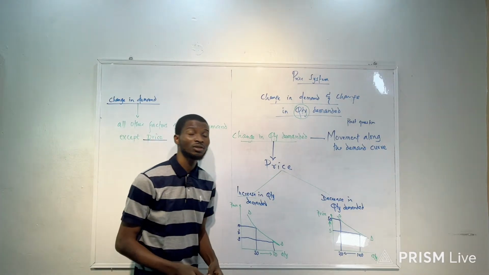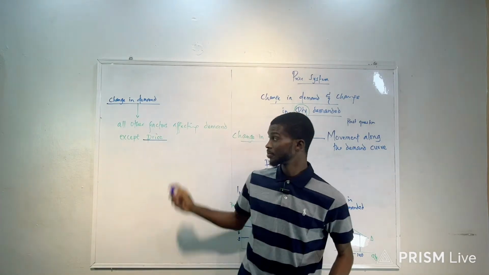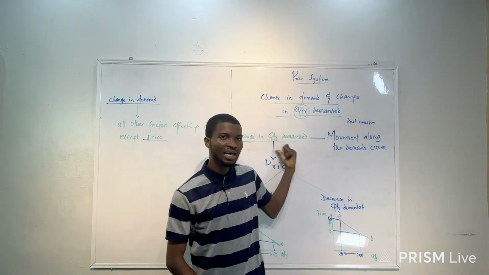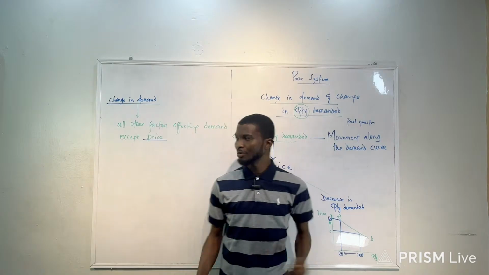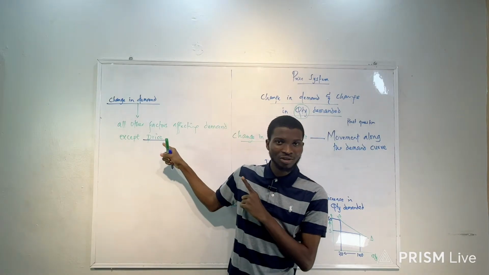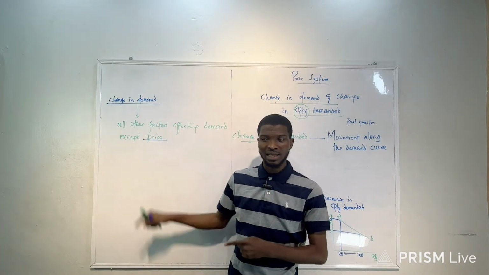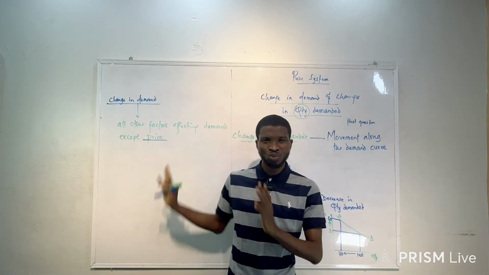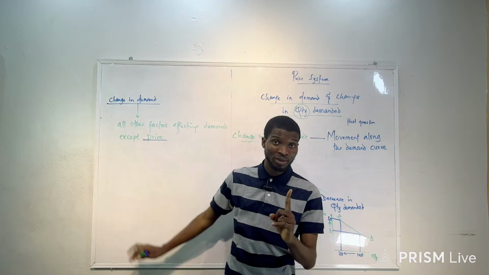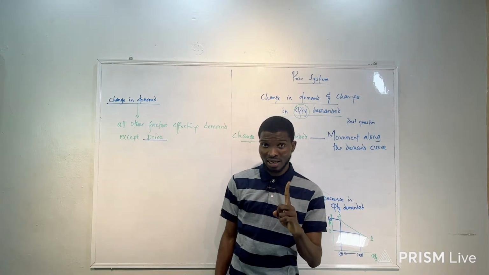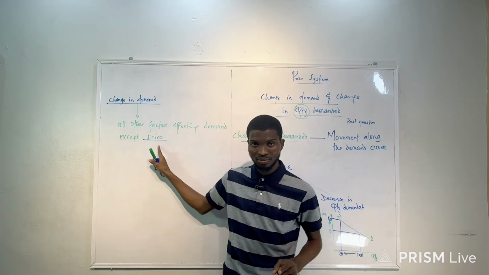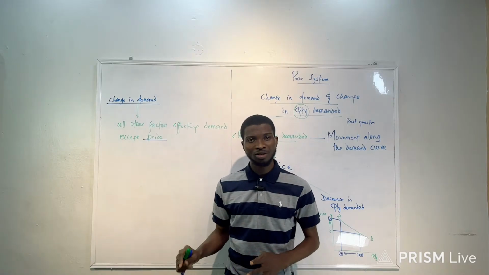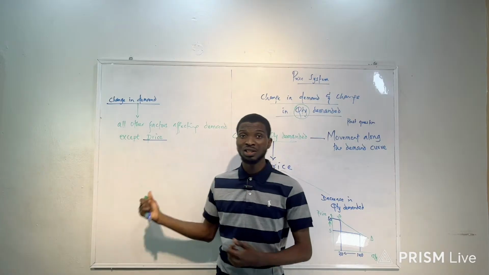It means that all other factors affecting demand except what? Except the big man called price. Because you know, price is the only thing that affects change in quantity demanded. So price is not part of the factors that is affecting change in demand. It means that every other thing you might be thinking of that is the factor affecting demand is what affects change in demand. But remember, one guy is always exempted. And what is that guy called? Price.